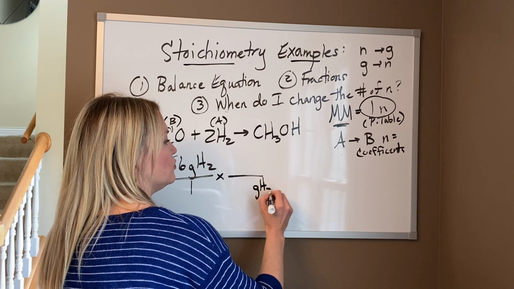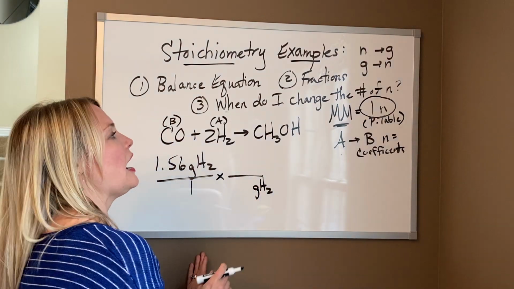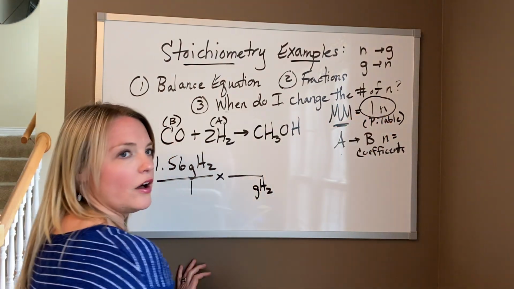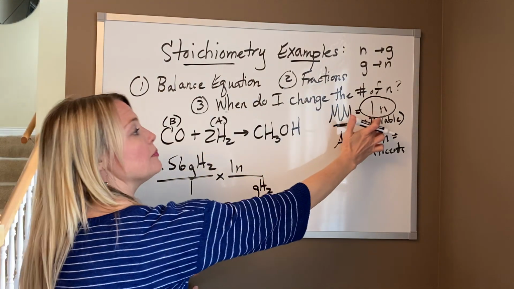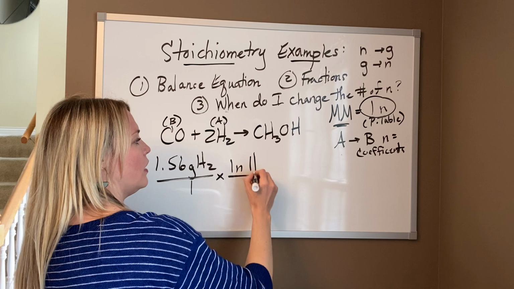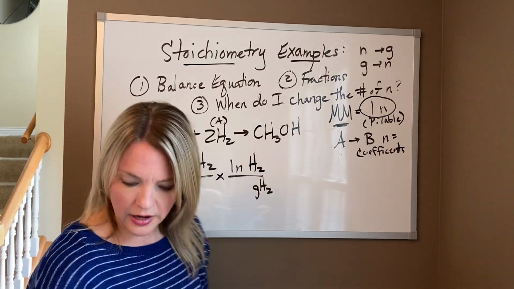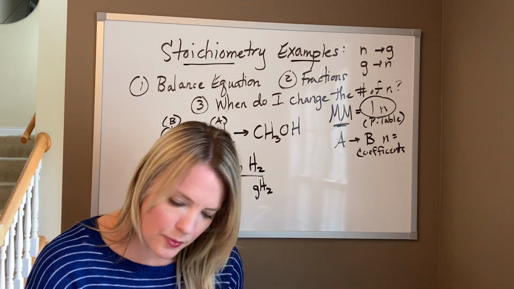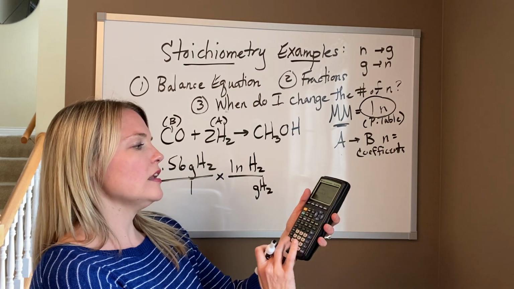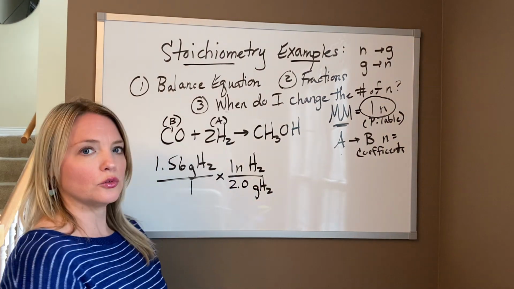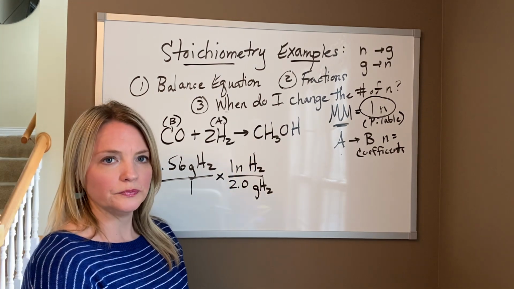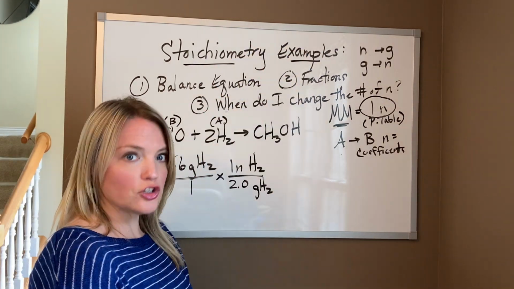So grams of H2 is going to go on the bottom. I am using the molar mass off the periodic table. So it's 1 mole. So even though there's a 2 here, because I'm using the periodic table, it's 1 mole of H2. All right. So again, I would look at my periodic table. The mass of hydrogen is 1. So 1, I have 2 of them. So I'm going to have 2.0 grams of H2 to 1 mole of H2. So I've now reached moles.